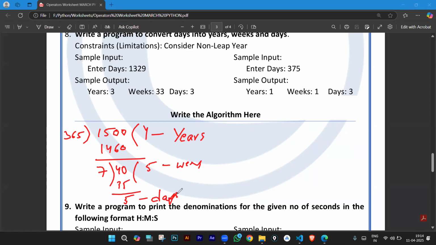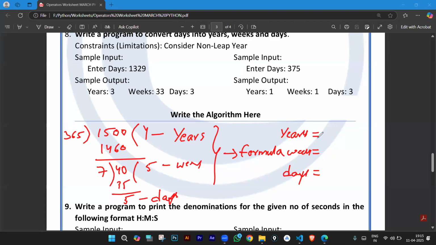Now, in order to teach the machine, can you give me the translation of it? We will be taking n as input. That's fine. Can you convert this into a formula? Give me a formula for years. Give me a formula for weeks. Give me a formula for days calculation. Try to convert that. You have learned about arithmetic operators. That is your hint.